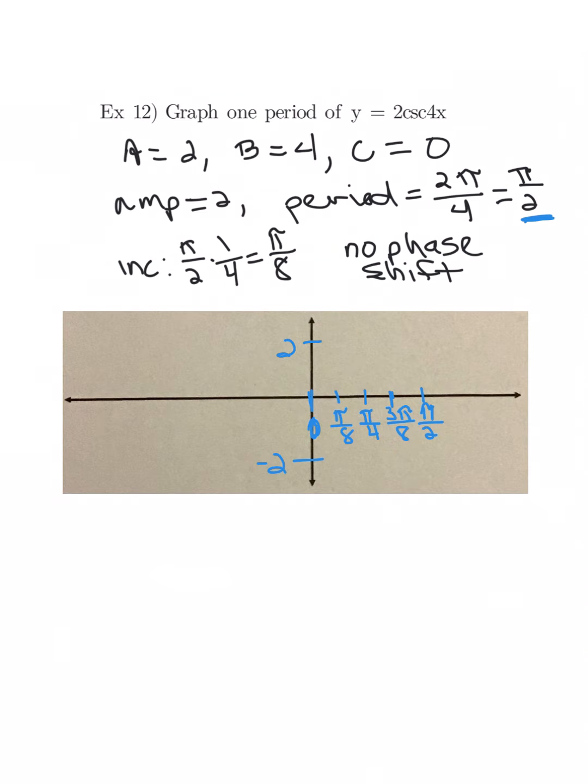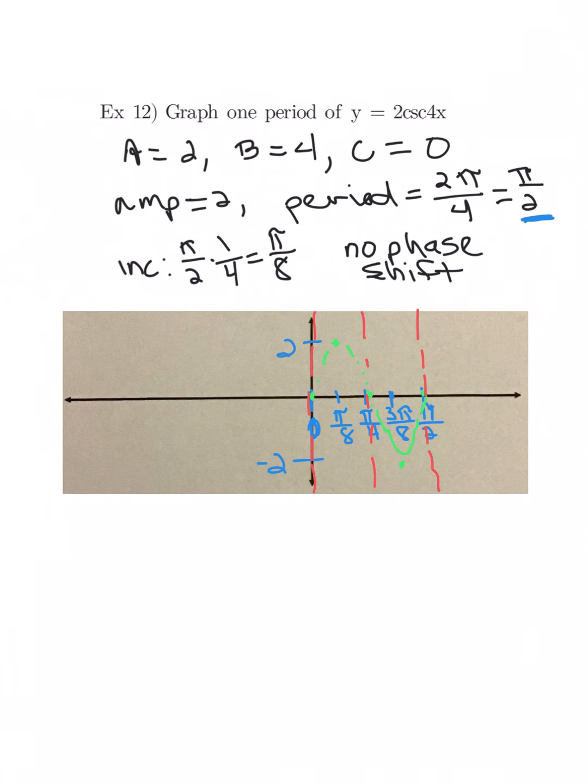Since this is a cosecant, the initial graph we're going to sketch is the sine. So the sine's going to start at 0, go up to 2, back to 0, down to -2, back to 0. So there is the sketch of the sine function, where we have our zeros at 0, pi over 4, and pi over 2 will all be our vertical asymptotes.